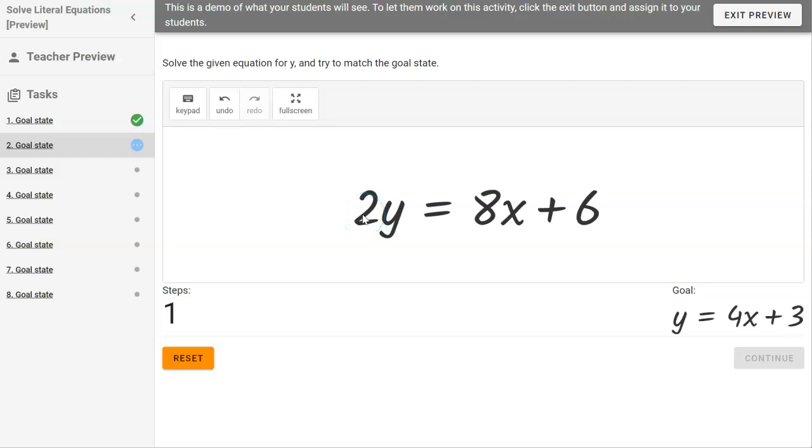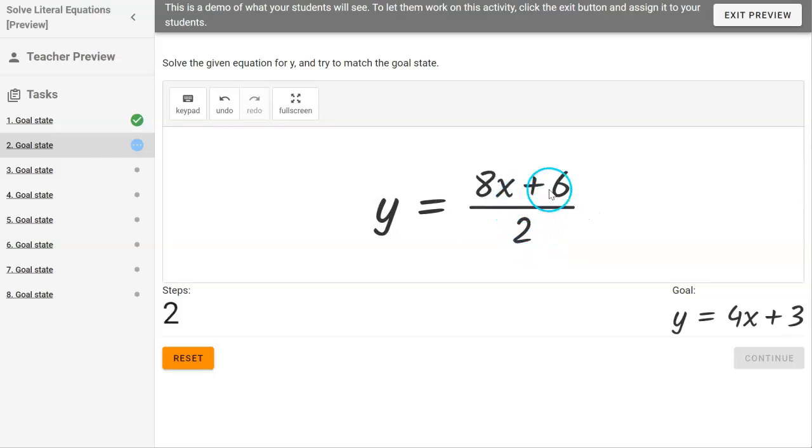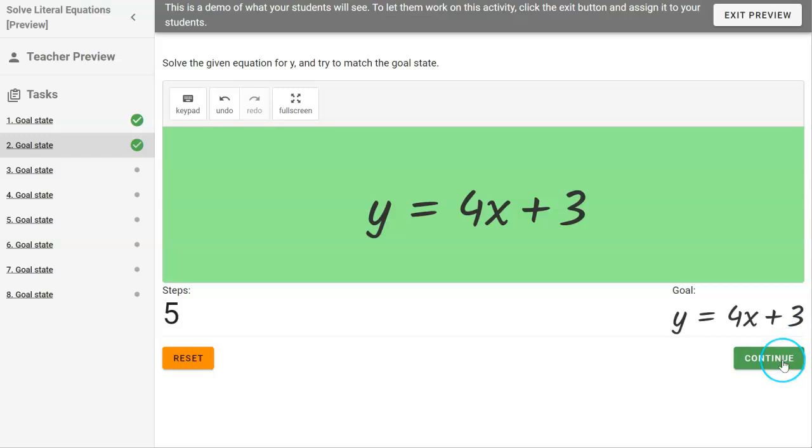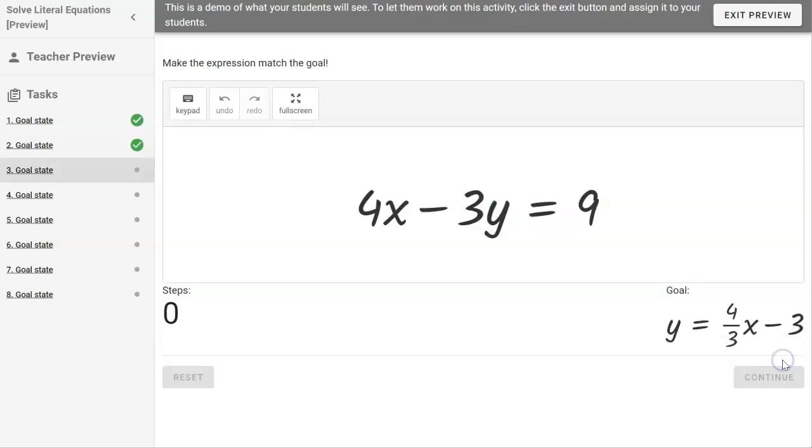Now the next step is to divide both sides by 2. So to do that, we simply drag it and put it over here. Now to simplify this, grab the 2 and push it slightly up. And then if you put this 2 up here with this 8, it'll go ahead and divide. Do the same thing here. It'll go ahead and divide, and then you can continue.